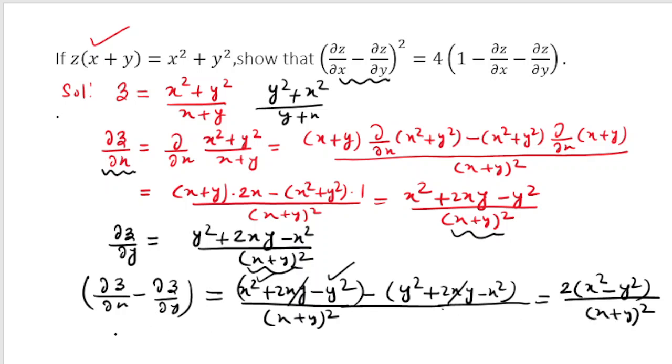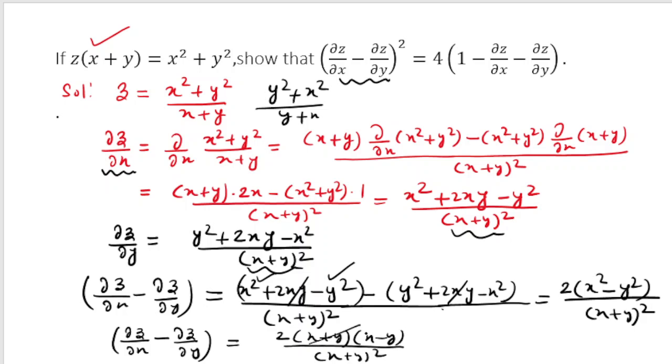So basically, ∂z/∂x minus ∂z/∂y is equal to 2(x² − y²), which can be written as 2(x + y)(x − y), divided by (x + y) whole square. So this (x + y) will cancel, and what I will get is 2(x − y)/(x + y). Let us move to the next page because we don't have space here.